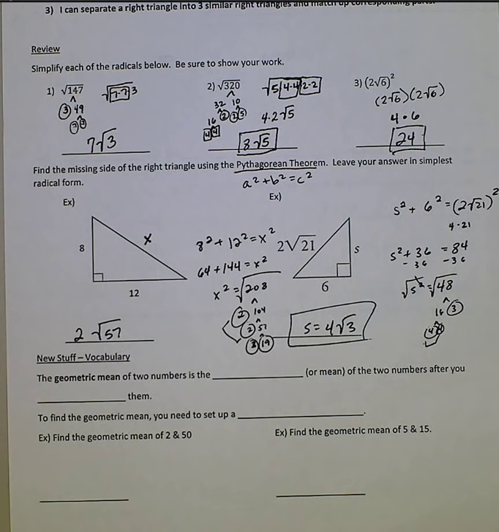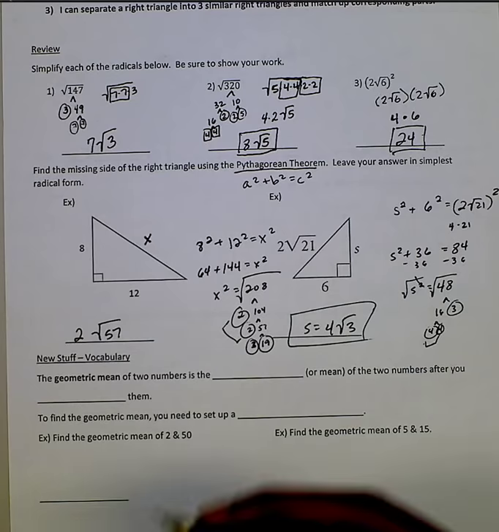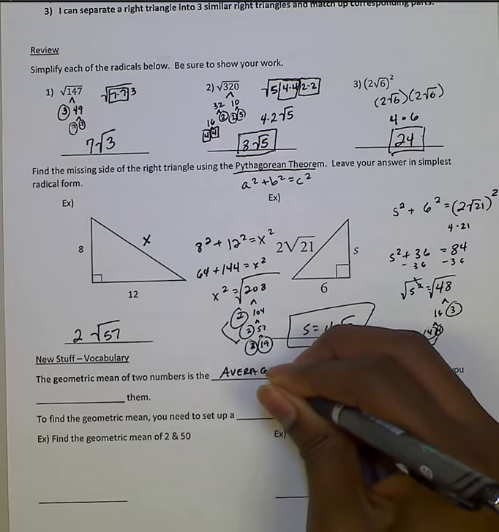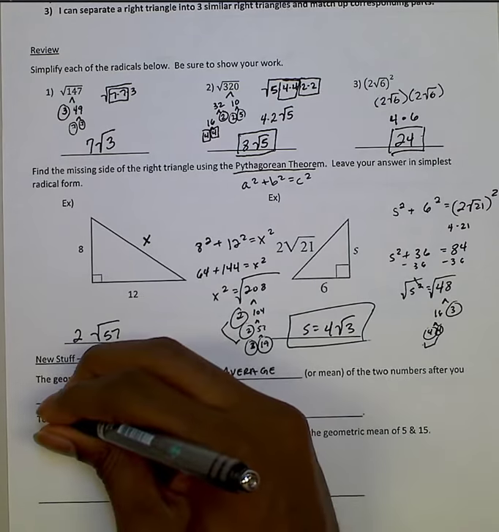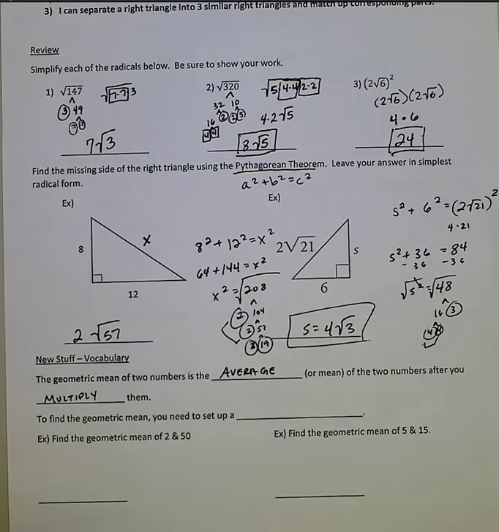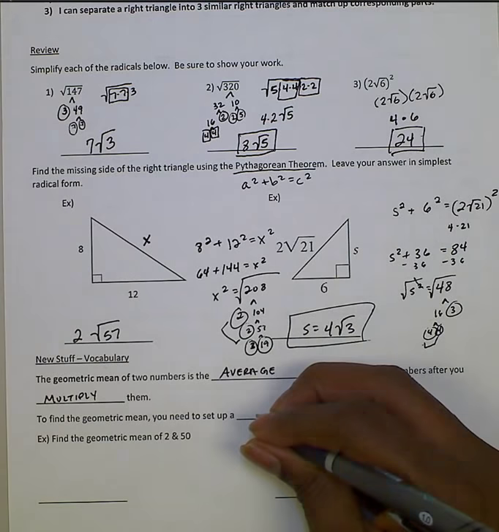So that is the review for the radicals, and we apply that to the Pythagorean theorem. And now we're going to get to the new stuff. The new stuff involves similarity in right triangles. All right, so first off, the geometric mean of two numbers is the average of the two numbers after you multiply them. To find the geometric mean, you need to set up a proportion.